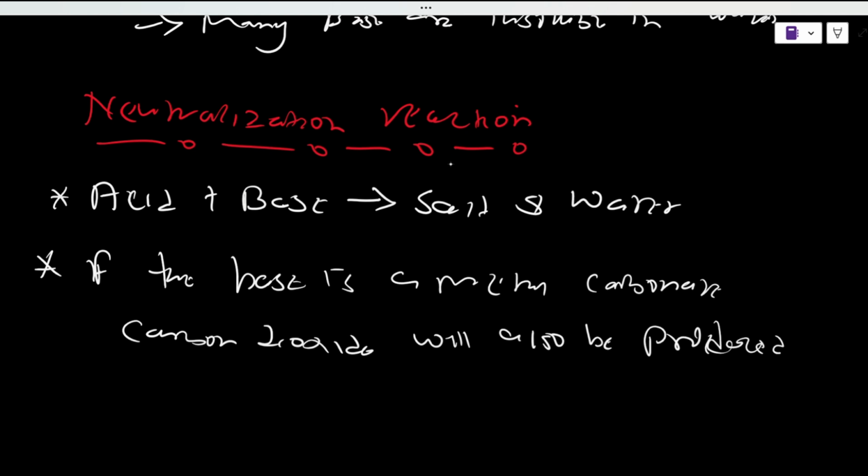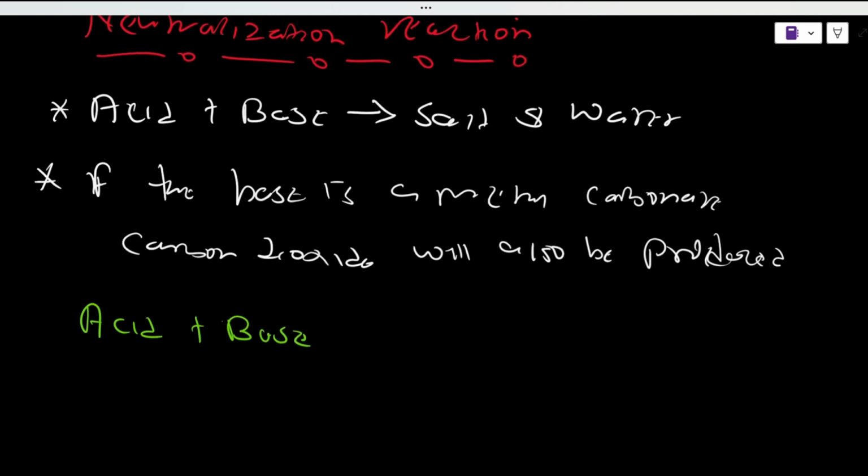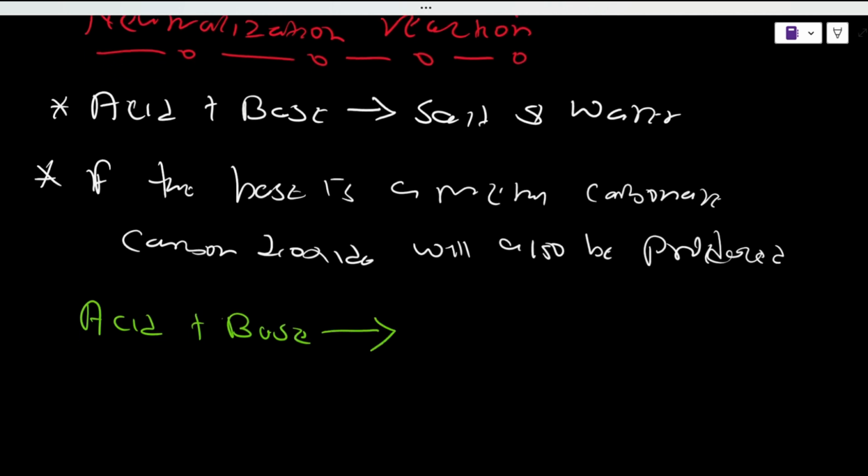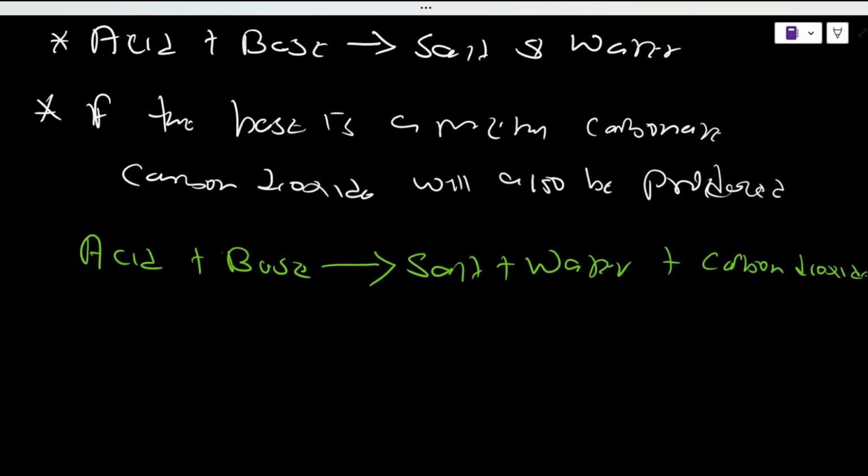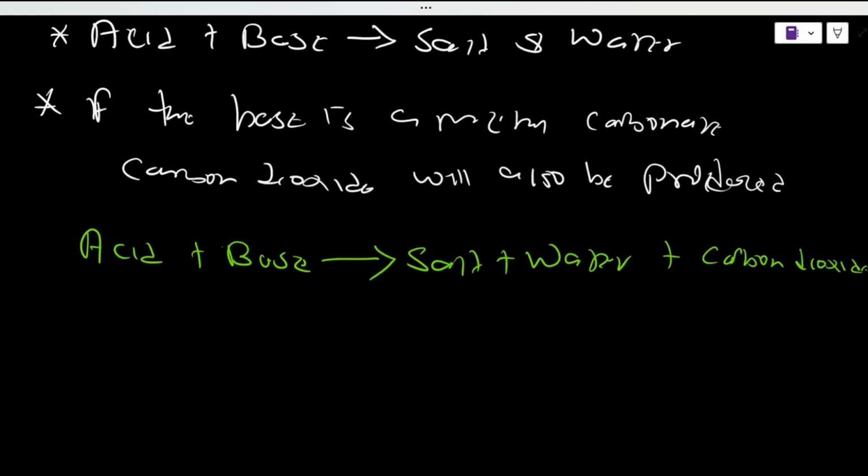Now I'm going to write that equation. It will be acid plus a base, which is a metal carbonate, will yield salt plus water plus carbon dioxide.